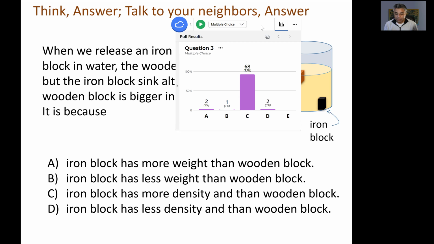C. Sinking versus floating simply depends on density, not on weight. Yes.